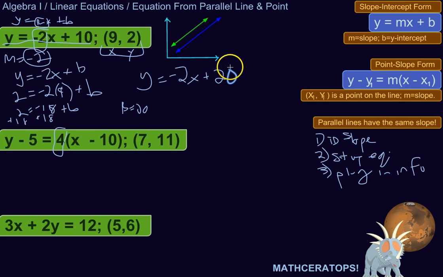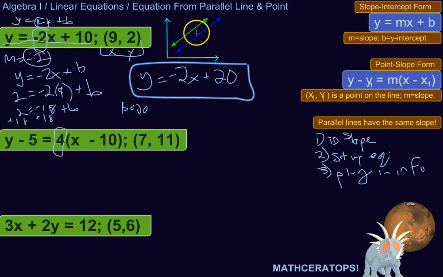20. Right. So this line, I didn't graph. This is just an example. This is a negative slope, so it'd be going down like that. So my new line is y equals -2x plus 20. So it's actually shifted up 10 from the other line.